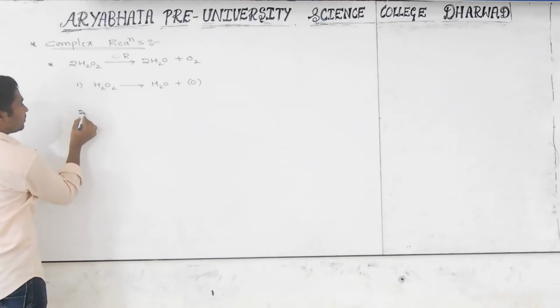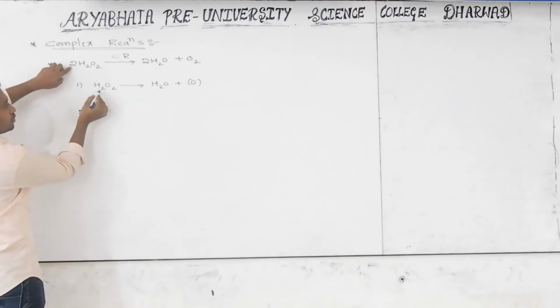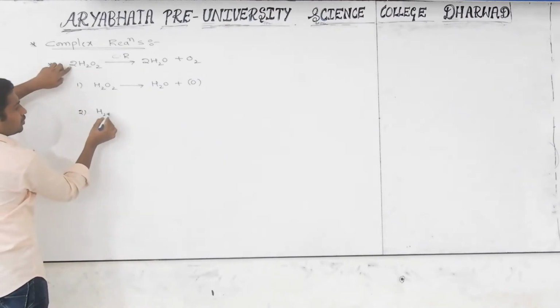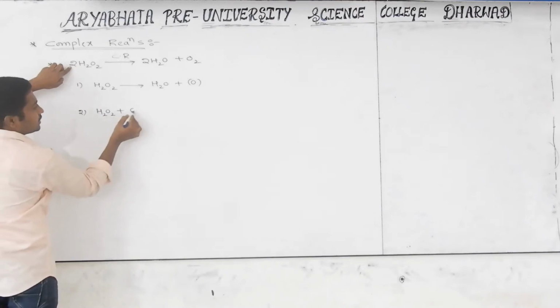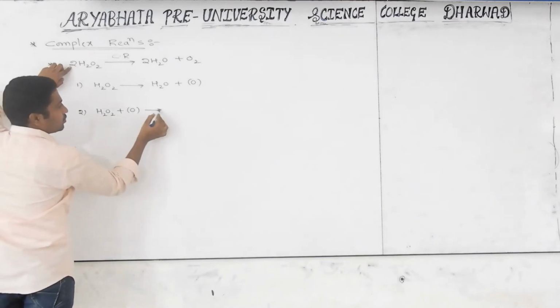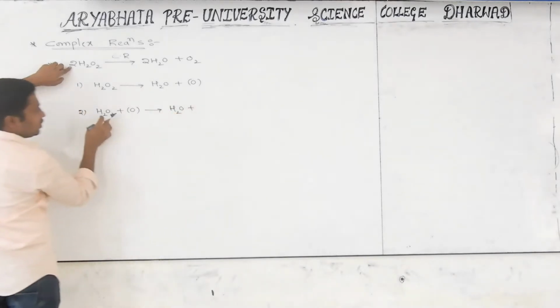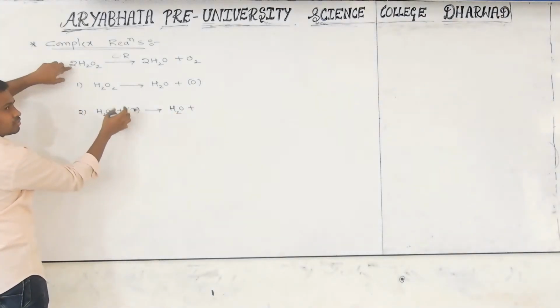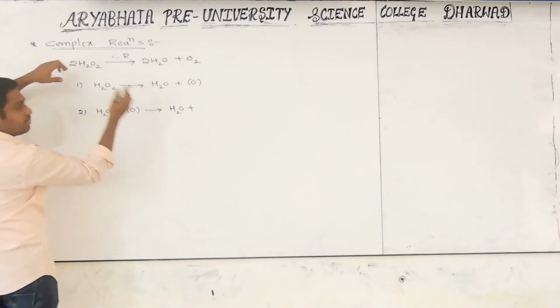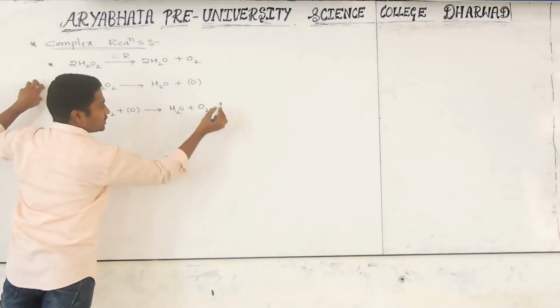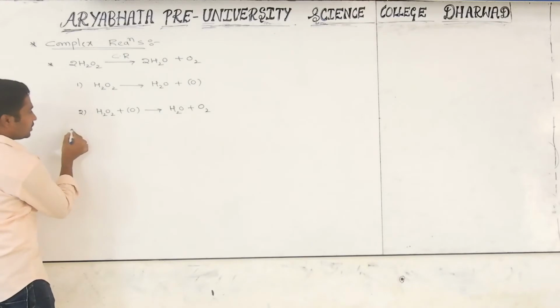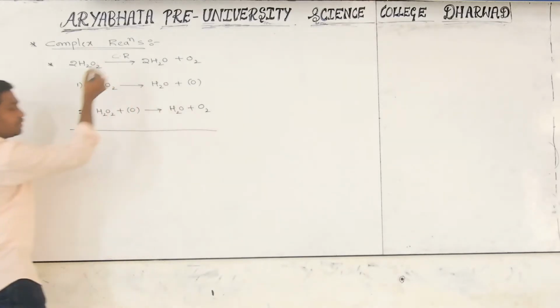What is the second step? Out of two H2O2, one is already consumed and one more hydrogen peroxide will be there. It is involved in the reaction with the nascent oxygen atom. You are getting H2O plus one more nascent oxygen. Both are powerful oxygen atoms, and they combine together to become oxygen gas. By the combination of these two, we are getting the overall reaction.